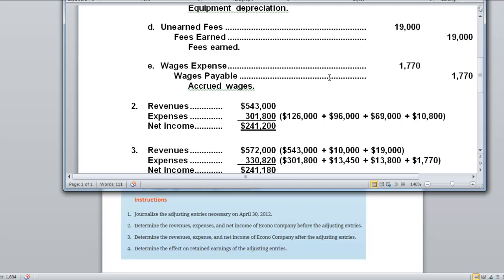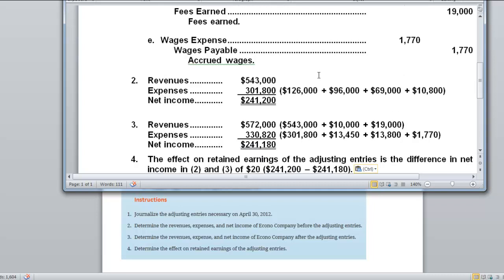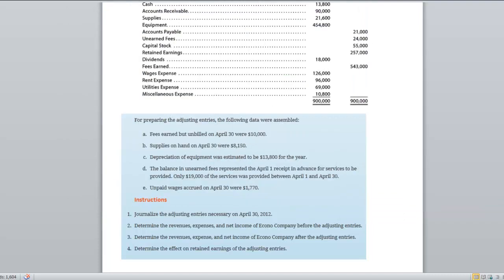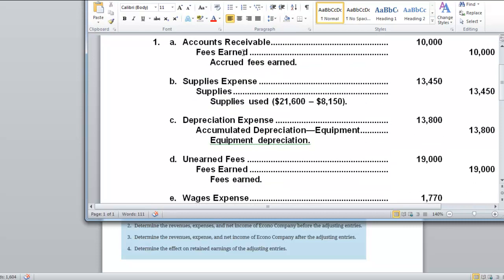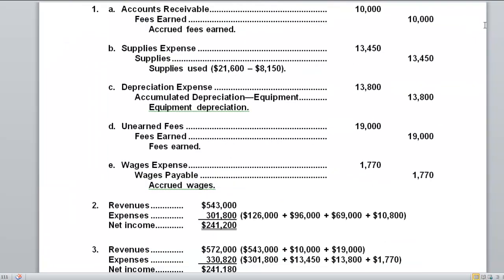Okay, the next thing it asks us is, after we've made the adjustments, what is the balance going to be in our revenues, expenses, and net income? Okay, well up here we had the $543,000, and if we come over here, we're going to see an increase of $10,000 and an increase of $19,000. Let's take a look here at the journal entries we made. Fees earned, credit $19,000. Fees earned, credit $10,000. So those two there are the reason that we have now a larger balance in our fees.